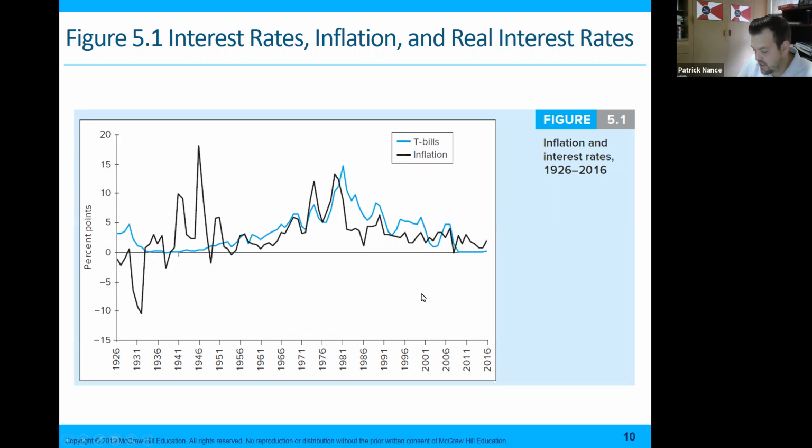Okay, this is figure 5.1. This is the inflation rate versus interest rates from 1926 all the way back here to the stock market crash, through some really booming times, and you can see some less so here in 2008 and things like that. And you can see how it almost looks like one signals the other as to what's going to go up and what's going to go down.